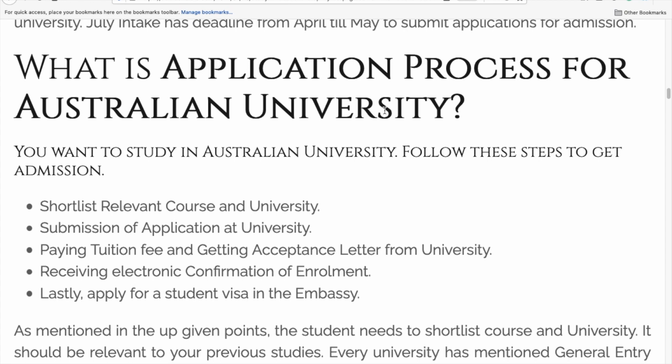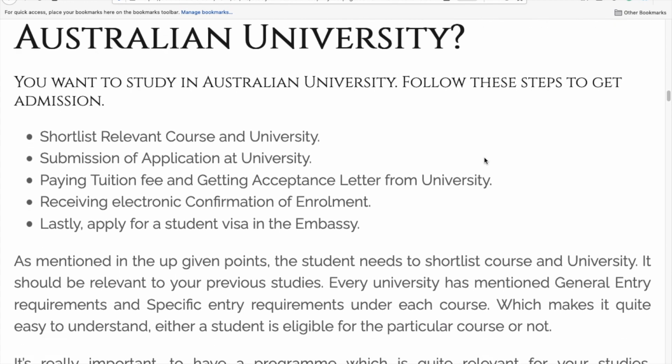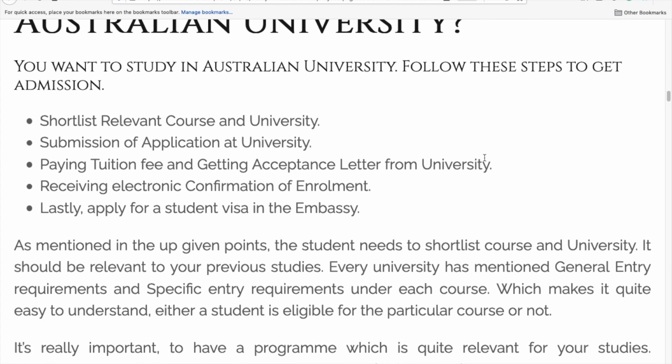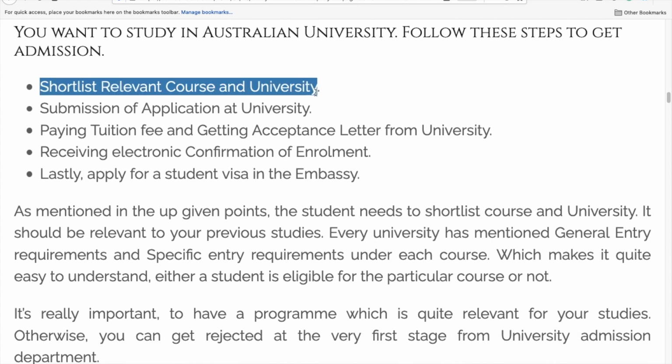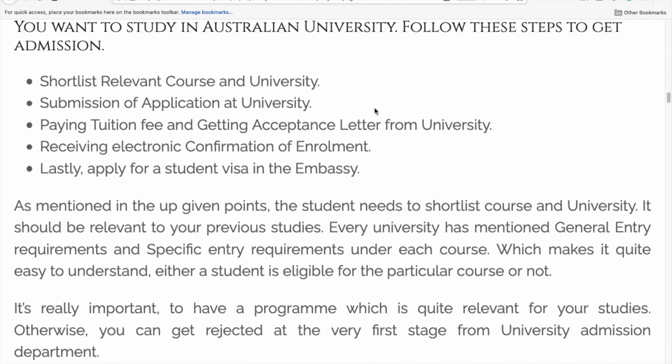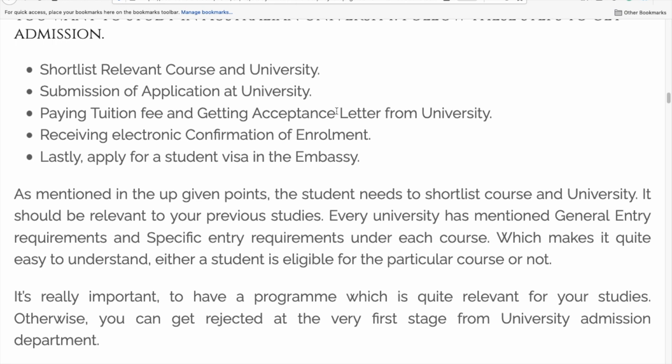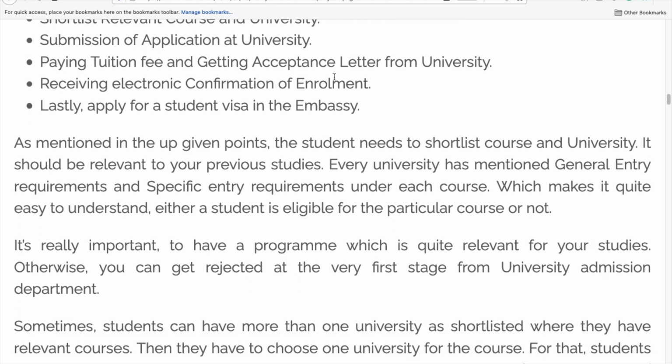What is the application process for Australian universities? You want to study in an Australian university? Follow these steps to get admission. Shortlist a relevant course and university. Submission of application at the university. Paying tuition fee and getting an acceptance letter from the university. Receiving electronic confirmation of enrolment. Lastly, apply for a student visa at the embassy.